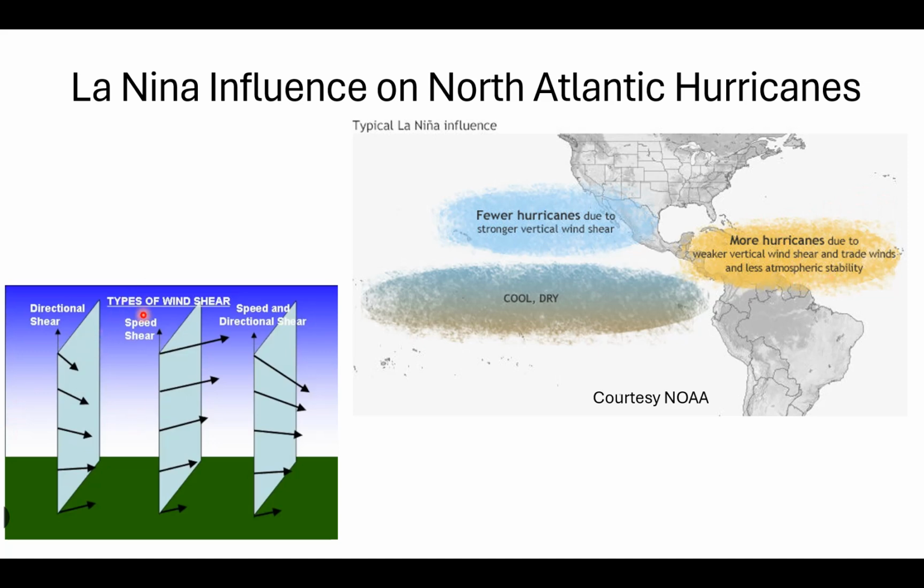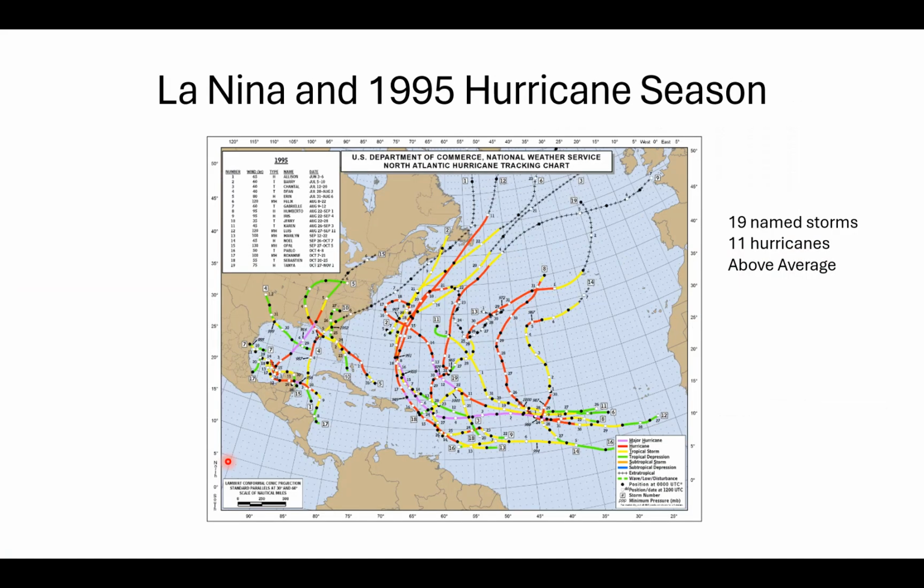Here's wind shear in the bottom left. I just want to again describe it. You can get wind direction changes from the surface to aloft, higher above the ground. So directional wind shear can occur with different wind directions at different altitudes. You can get speed shear, where your wind speeds dramatically change over the vertical layers. And you can get both speed and directional shear at the same time. You do not want wind shear, okay? Bottom line, you do not want wind shear if you want more active hurricane seasons.